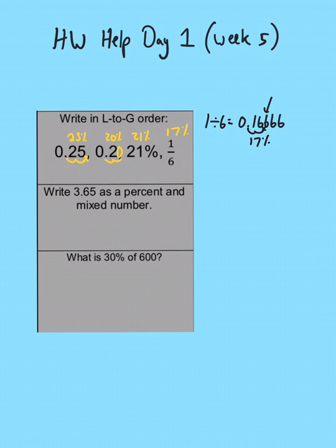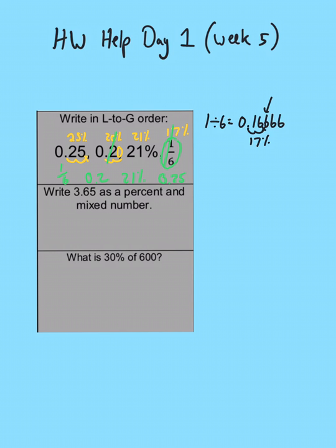And then I just put those percents in least to greatest order. So I know 17% is first, so 1/6 is least. I know 20% is second, so 0.2 is second. 21% is third, and 25% is biggest, so 0.25 is greatest.